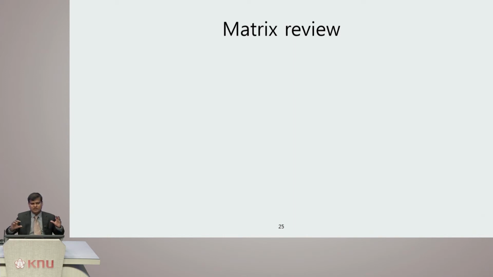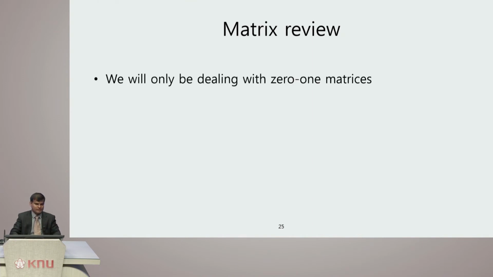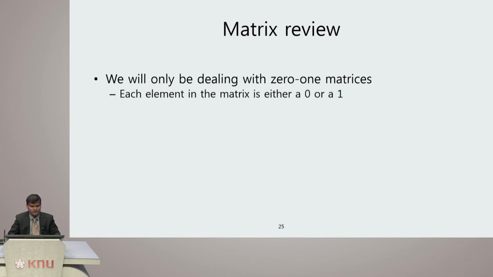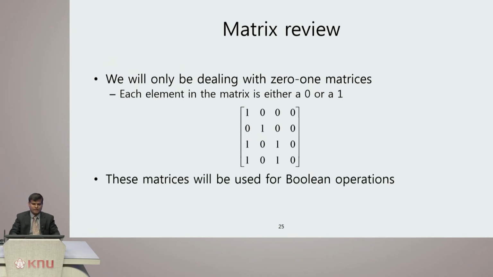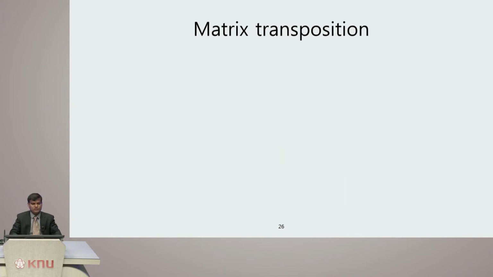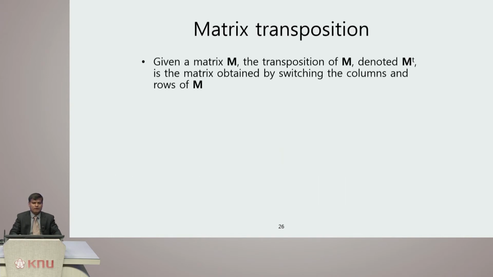Let's now review some matrix forms in which we can represent various relations. We will be only dealing with 0-1 matrices. So let the elements of the matrix be 0 or 1. Here is one example of this matrix, the matrix used for Boolean operations. Let's say 1 represents true and 0 represents false. Here you have the transposition.